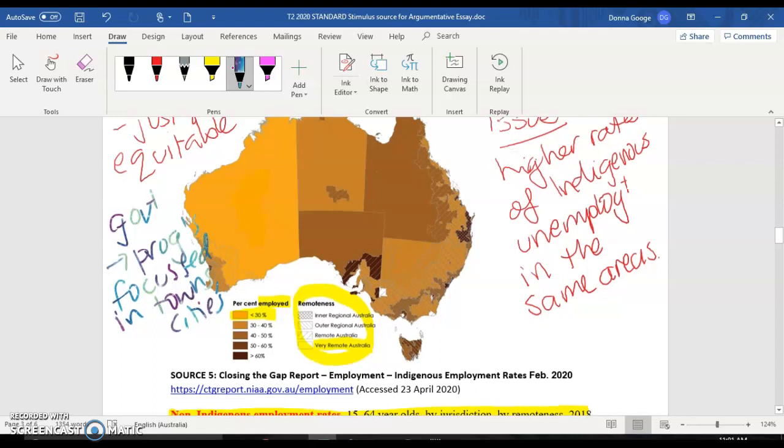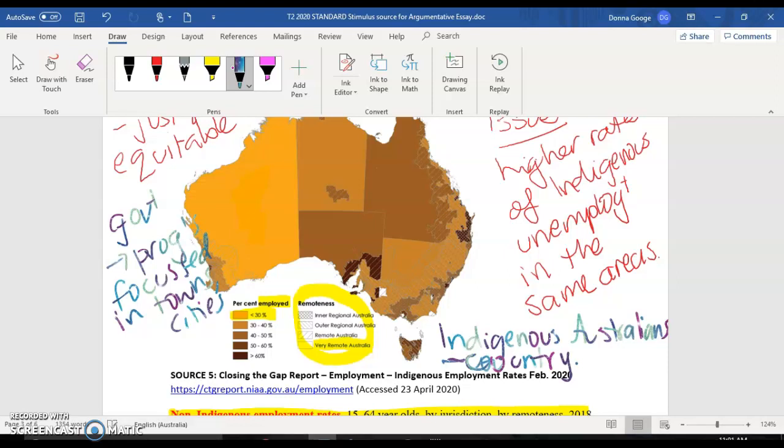I might also have the perspective of Indigenous Australians. Maybe a lot of them are living in these areas because of a connection to country and for cultural reasons. Why should they be disadvantaged simply because they're choosing to live in an area to which they have a spiritual and cultural connection?